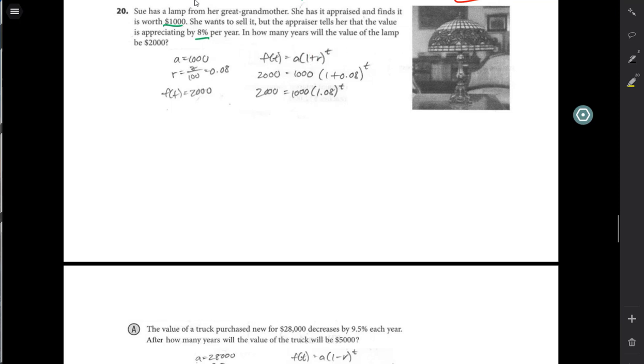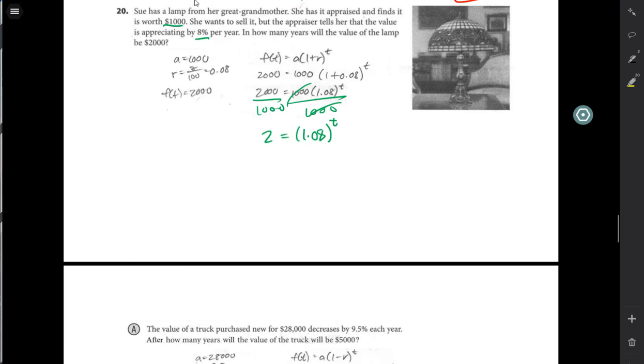So we just plug in our values. Go ahead and do that. Now when we get to this step, our goal is to solve for t. A couple of ways that you can do it. You could use decimals, or we can use our new knowledge of logarithms. So what we're going to do is divide by 1,000, so we get 2 equals 1.08 raised to the power of t.